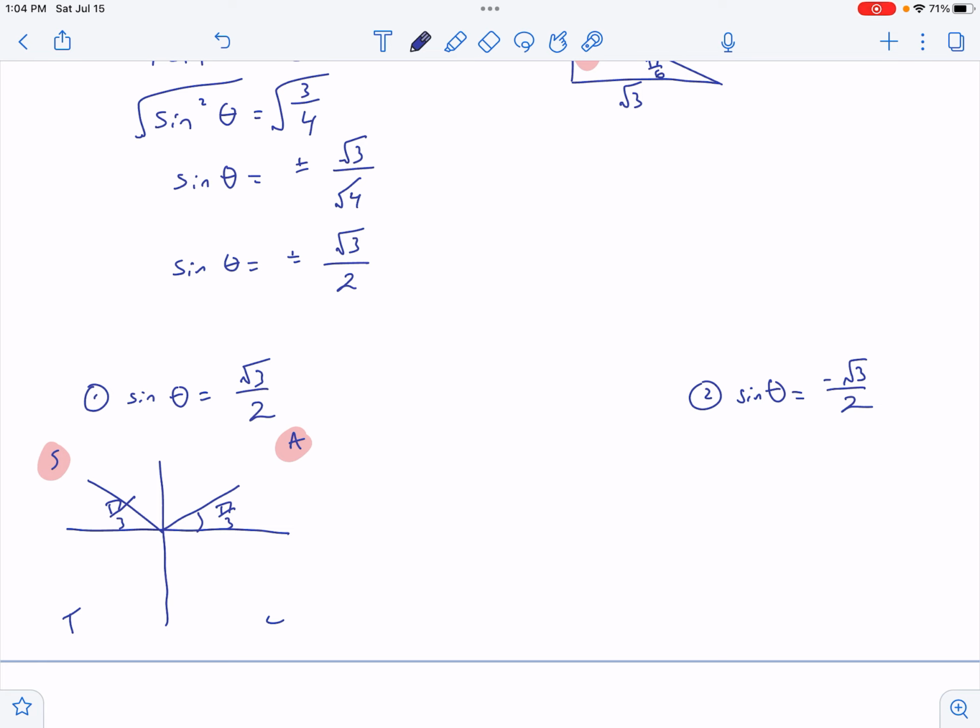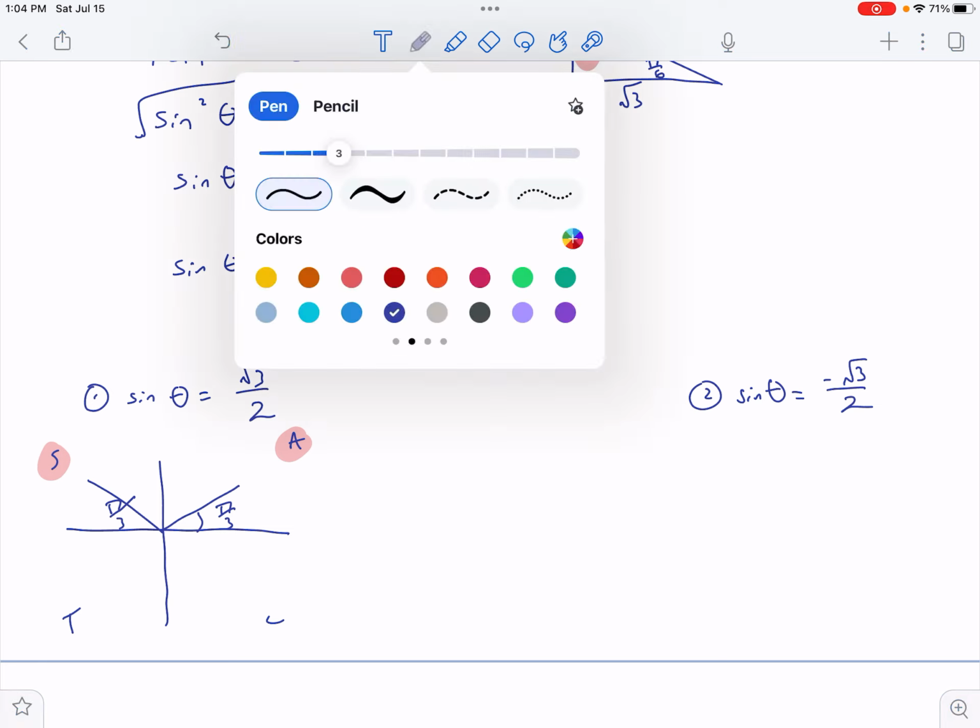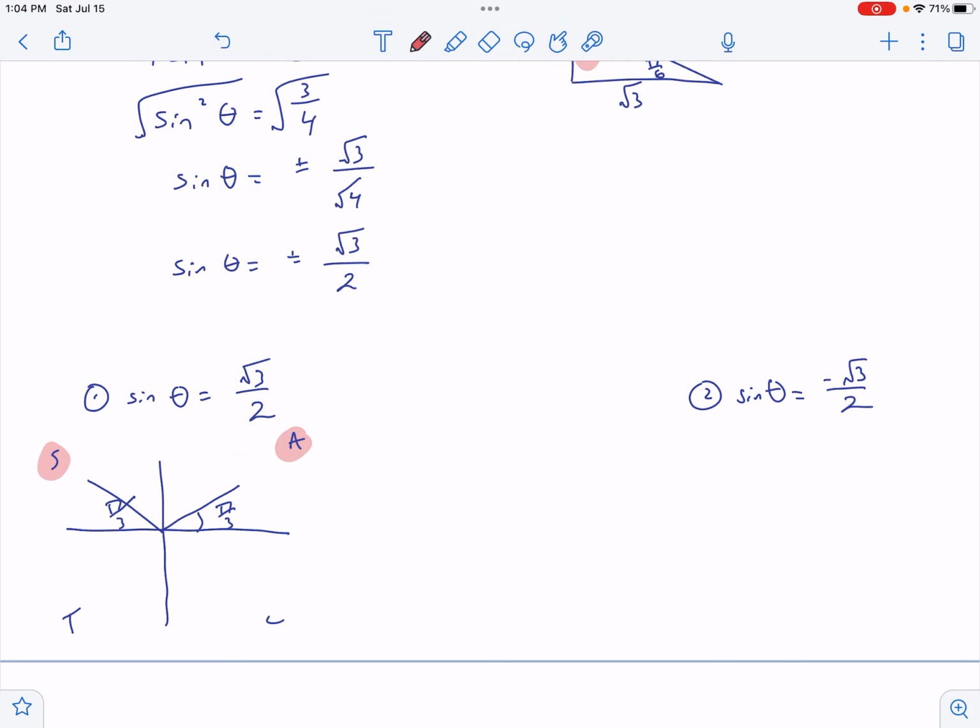Now, as a matter of fact, I can jump right to my second angle here. My first one works. Pi over 3, that's already most simplified. It's starting from the positive x-axis. In order to find my second option here, I'm going to go, what's pi take away pi over 3? And that's 2 pi over 3. So one option is that theta is pi over 3, and the other option is that theta is 2 pi over 3 for this factor.